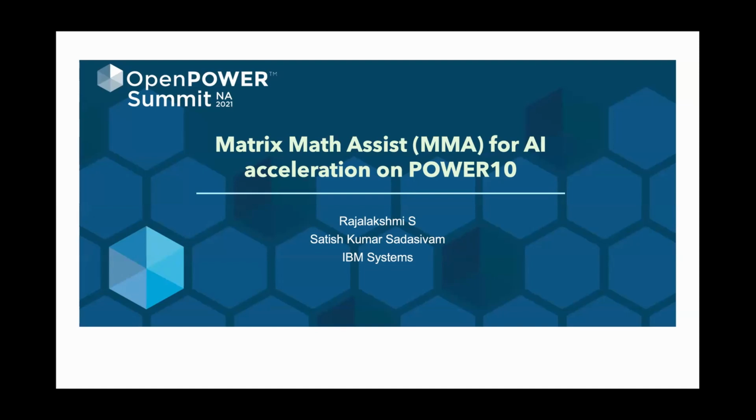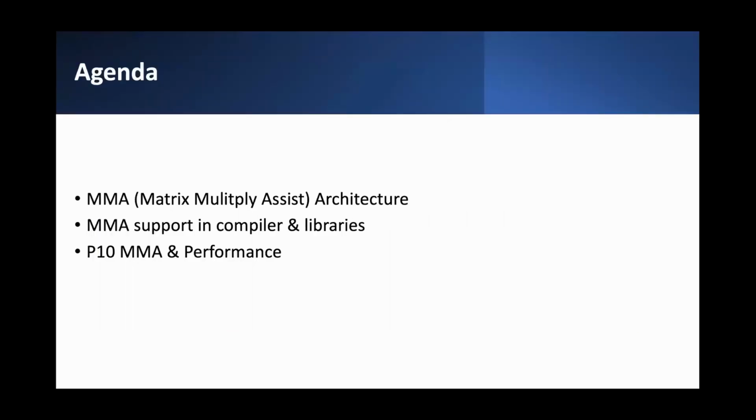Yeah, sure, Raji. This is Satish here. I work for IBM Systems as well. I'm the performance architect for Power Systems, and I look after the workload characterization and hardware design guidance team in IBM. So today we'll be looking into some of the libraries and performance aspects of the Matrix Math Assist architecture that we have introduced as part of Power ISA. So Raji, over to you.